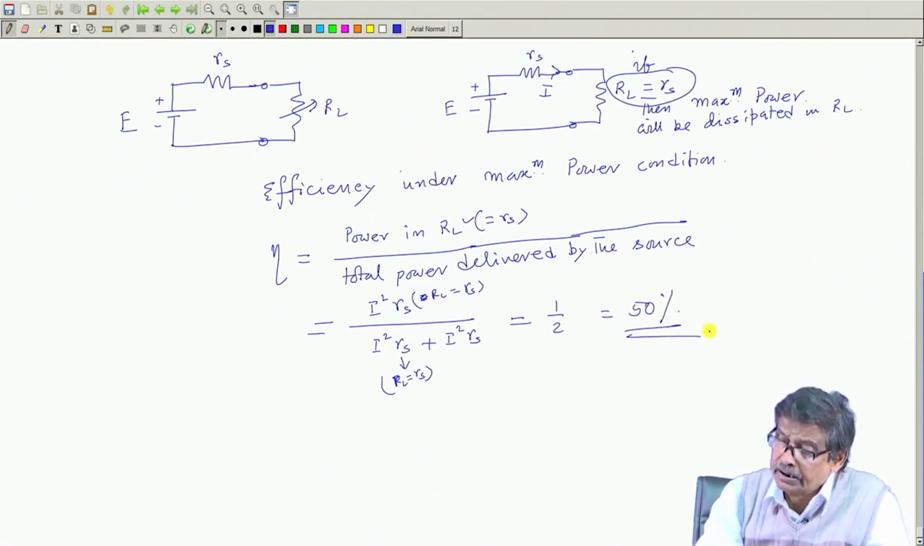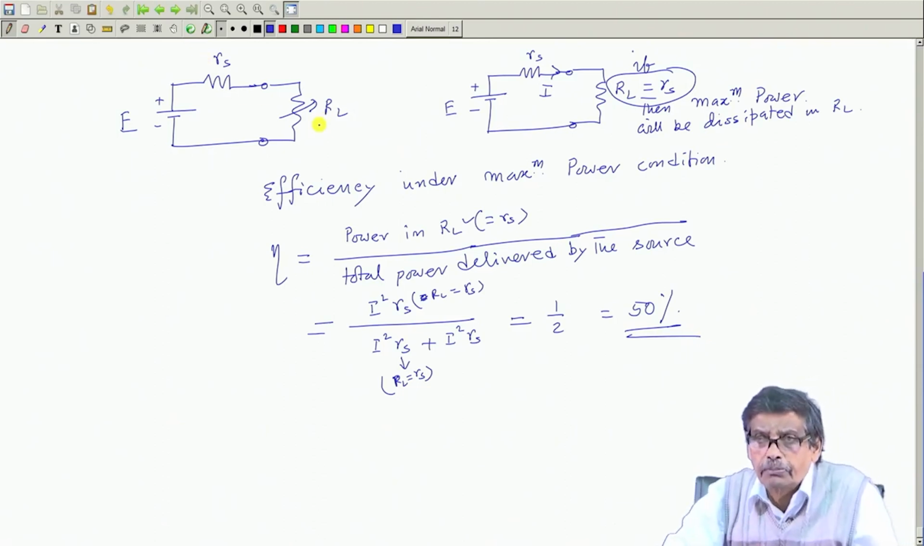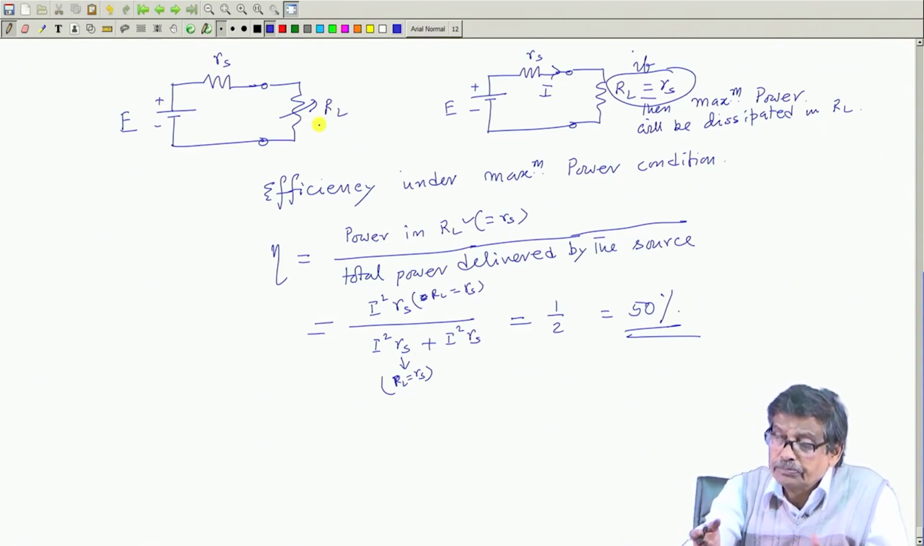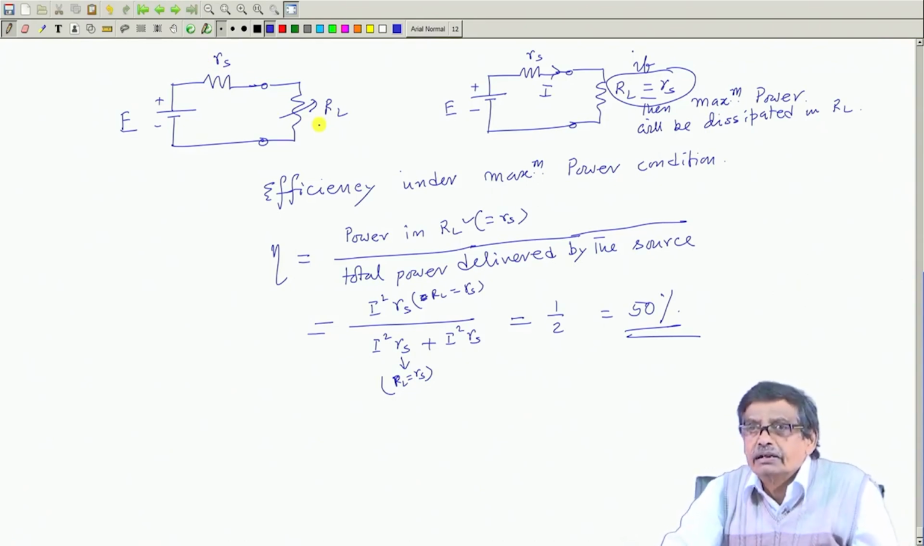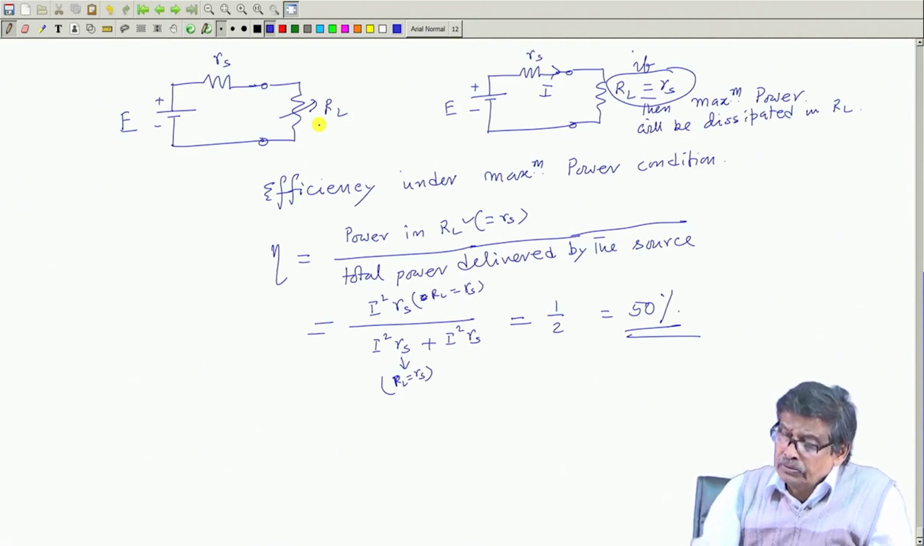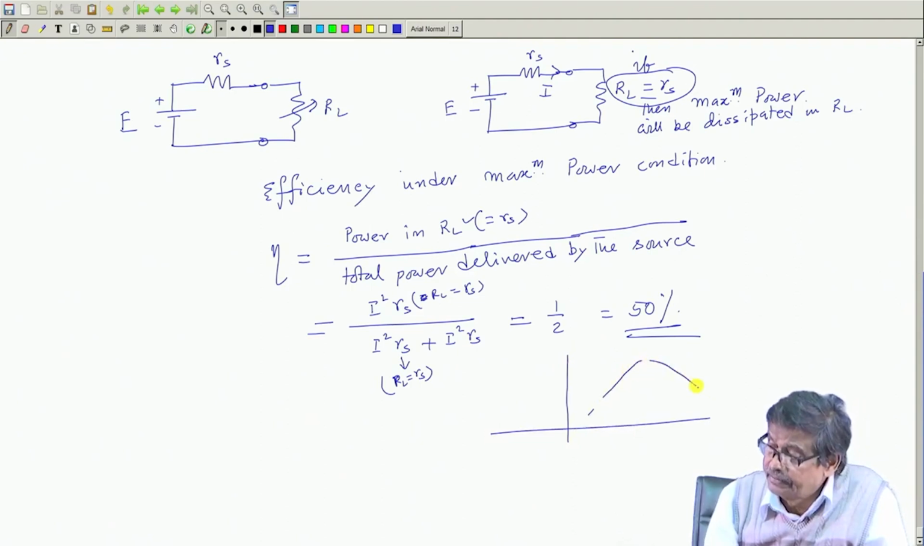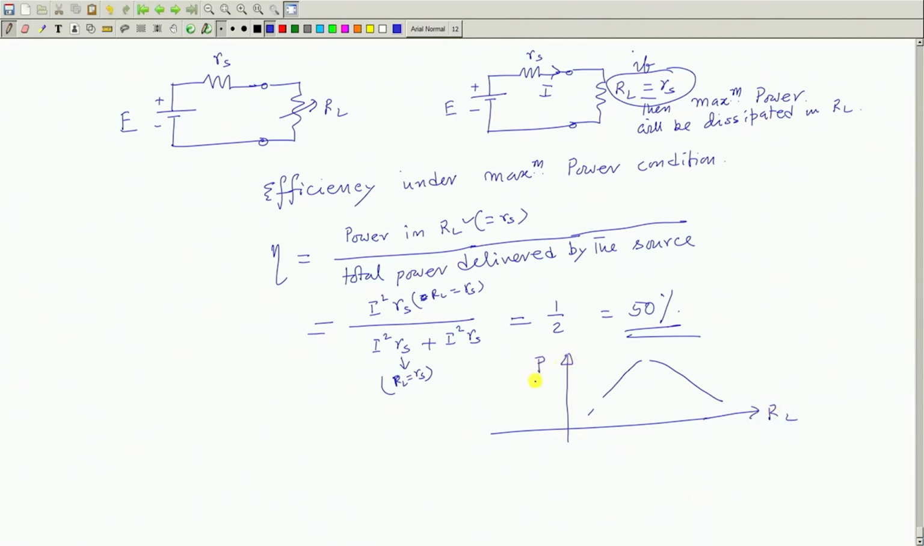Therefore, under maximum power condition, if you put R_L equal to source resistance, okay, maximum power will be delivered, but efficiency of this overall system will be only 50%, not a very good situation. So, the point is, in this curve if you plot R_L here and power in R_L here, then at R_L equal to R_S, this P max occurs. This is the P max.